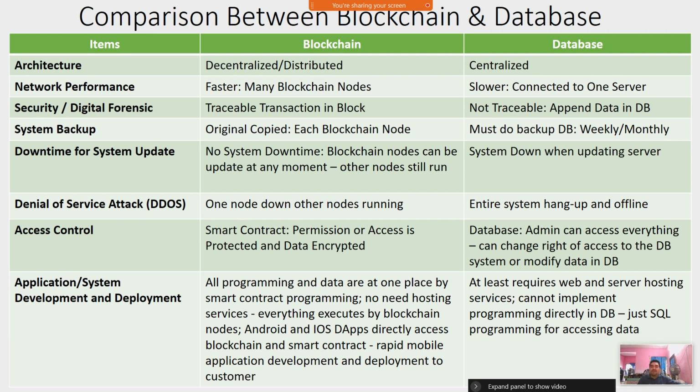Okay, so here I want to compare the architecture first. Blockchain uses decentralized, distributed. Why do I say decentralized, distributed? Distributed means one node can connect to, for example, let's say you have 10,000 nodes in the network, one node connects to all 10,000 nodes. That means distributed. Actually, it is impossible to implement because your computer has very limited memory.